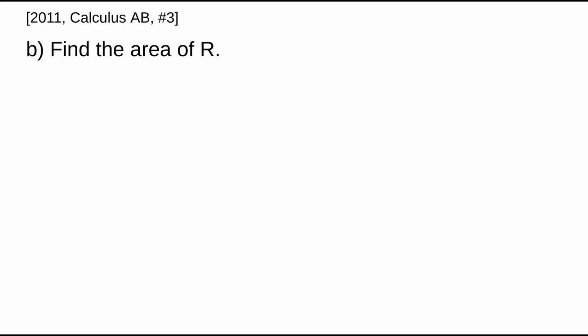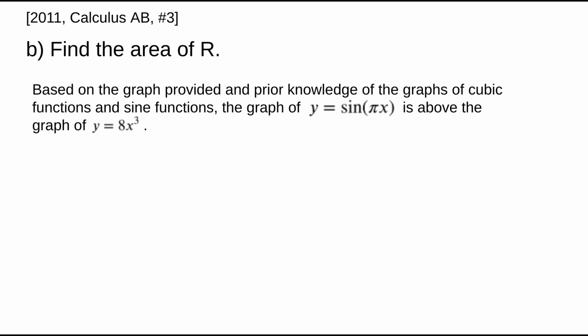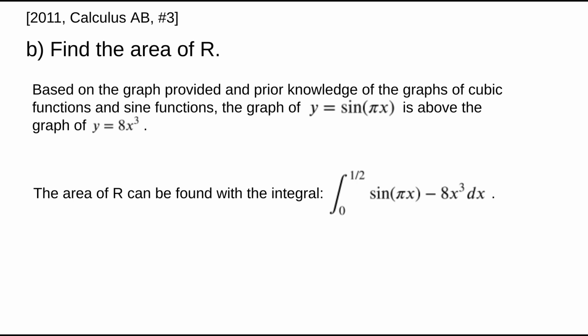In part B of this question, we are asked to find the area of R. Based on the graph provided and prior knowledge of what graphs of cubic functions and sine functions look like, the graph of y equals sine of pi x is above the graph of y equals 8x cubed for this interval. We are also shown on the graph that the two functions intersect at the point 1/2, 1. So the area of region R can be found using the definite integral from 0 to 1/2 of sine of pi x minus 8x cubed dx.